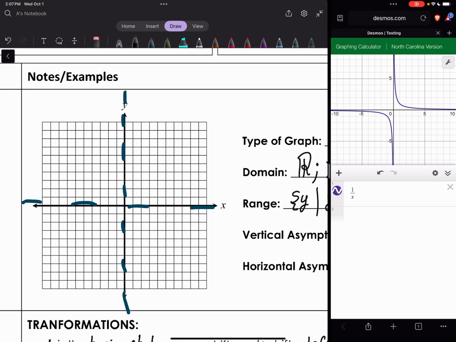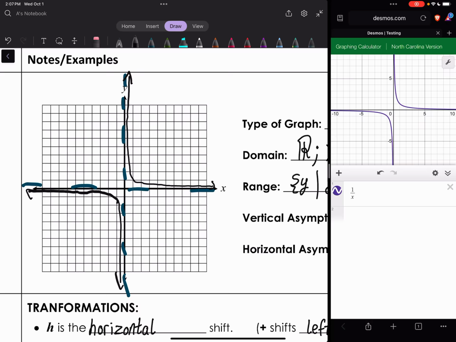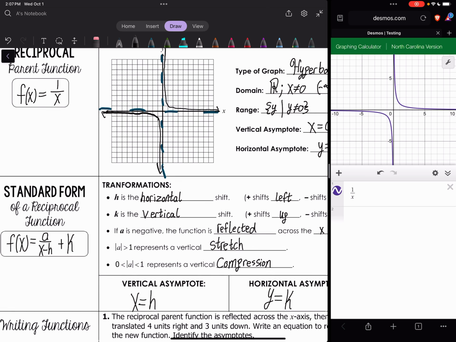I'm going to draw my graph now according to these lines. I'm going to get close to the x, but I'm not going to touch it. Then I'm going to come down close to the y and not going to touch it. Same thing for the top right, quadrant 1. There we go, good enough, especially since we have Desmos.